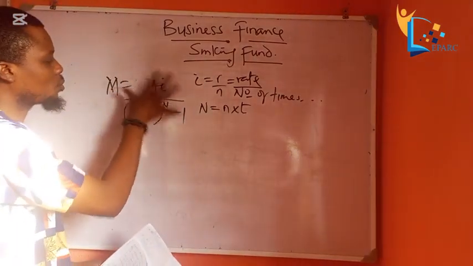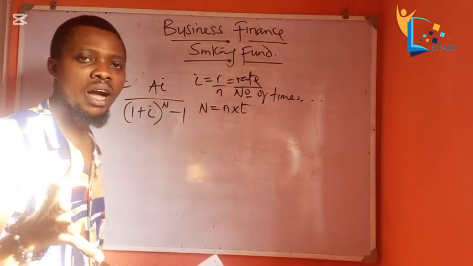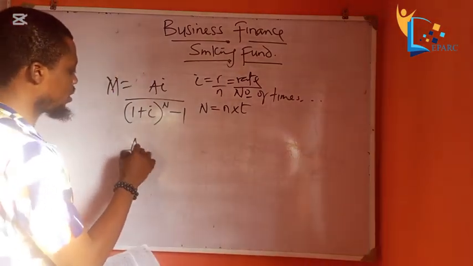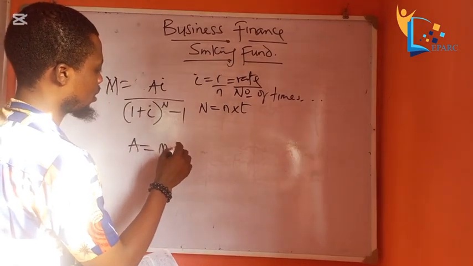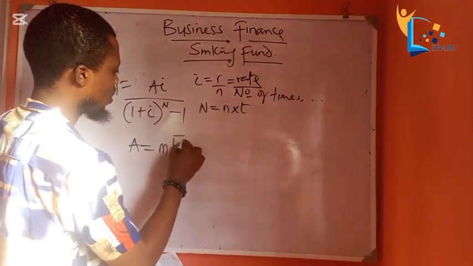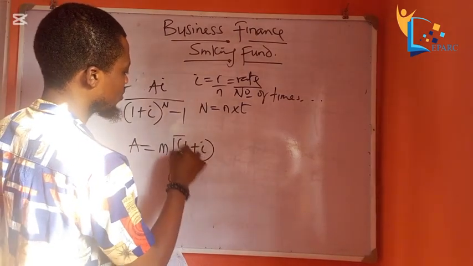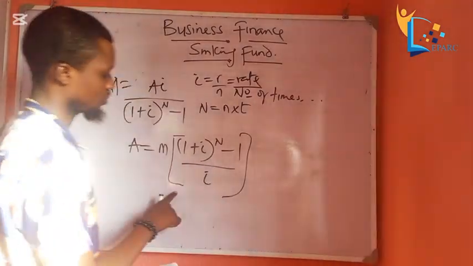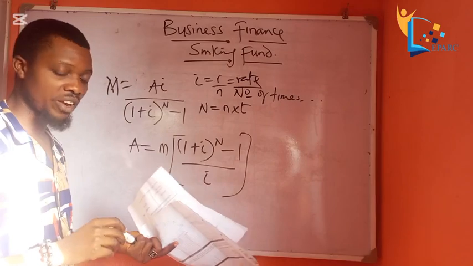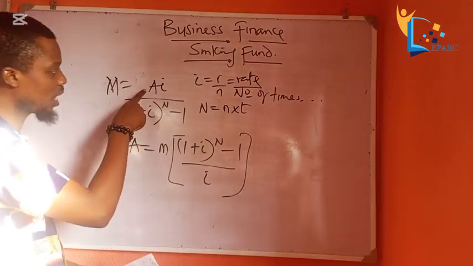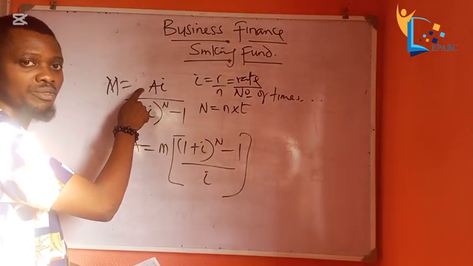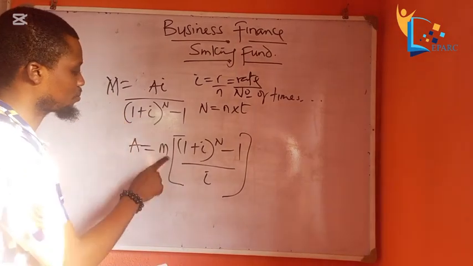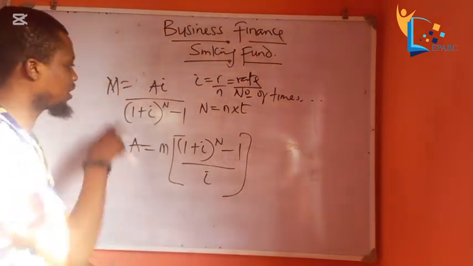So now, how do we get this formula? If you remember our ordinary annuity formula, where we have A is equal to M open bracket 1 plus i raised to power N minus 1 all over i. This is our annuity. That was how we got this formula for the sinking fund. We'll just have to make M the subject of the formula.